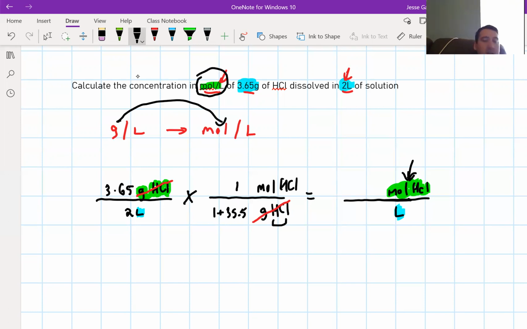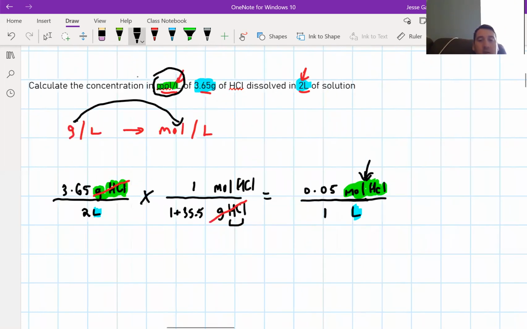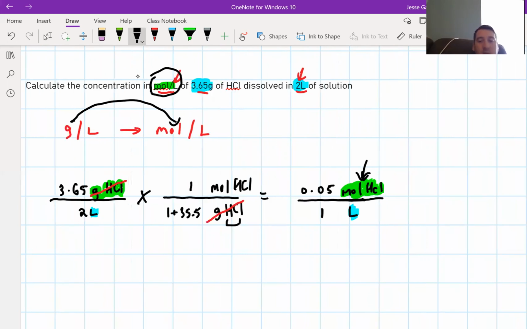I'm going to put that into my calculator and do the sum now. I'm getting 0.05 mole of HCl for every 1 liter. This can also be expressed like this, 0.05 mole per L or 0.05 capital M for molar. So that's how you go between grams per liter to moles per liter. Again, similar idea, just using unit analysis.